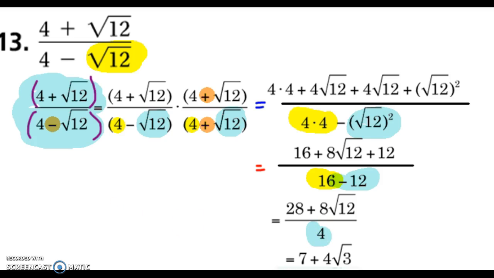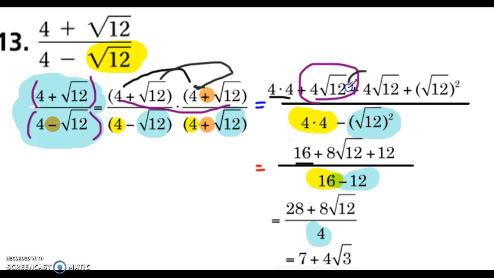My numerator, I am going to go ahead and do FOIL. So I'll do my first terms. So I'm going to multiply those together. That's how I got 16. I'm going to do my outer terms. So I got plus 4 square root of 12. And then I'll do my inner terms.